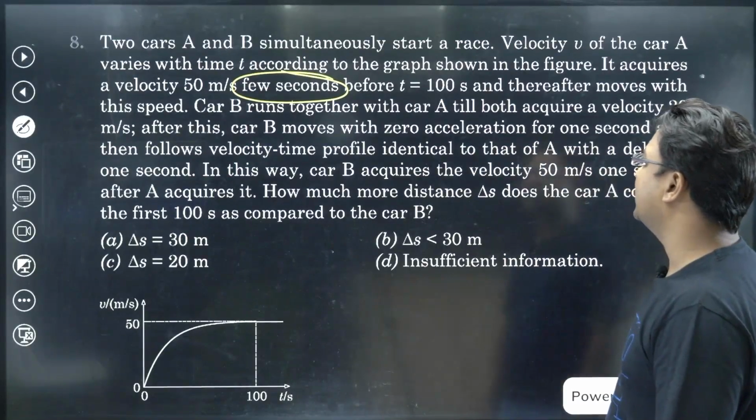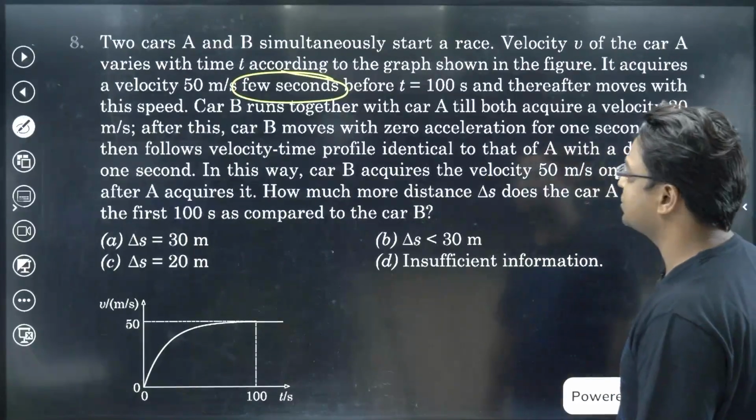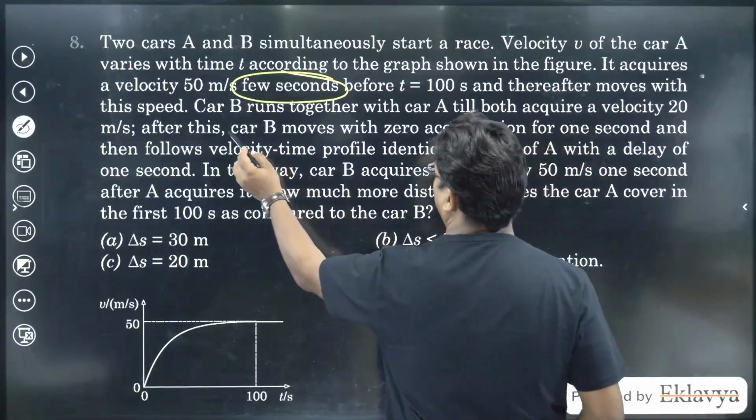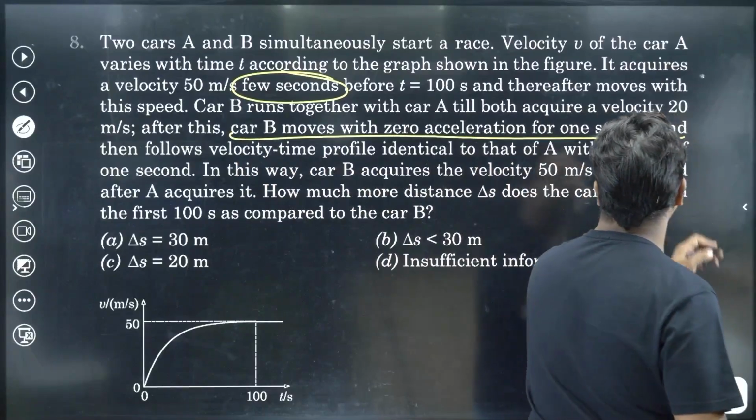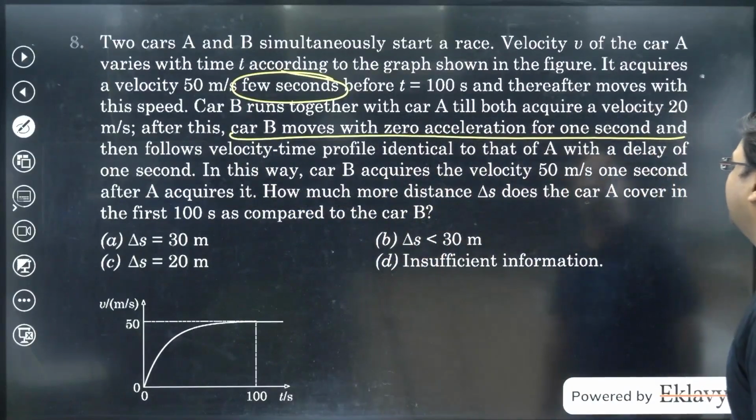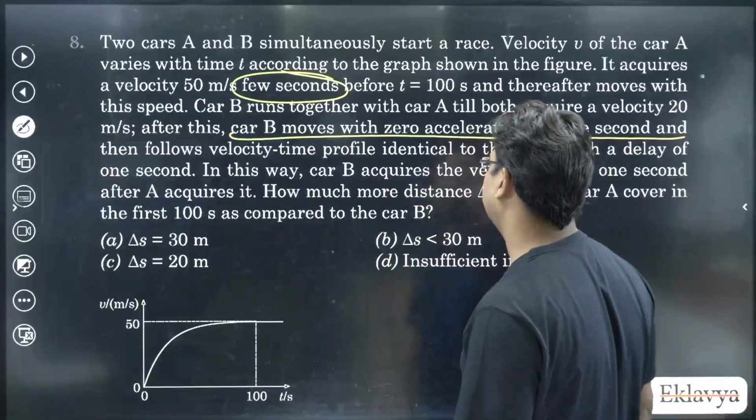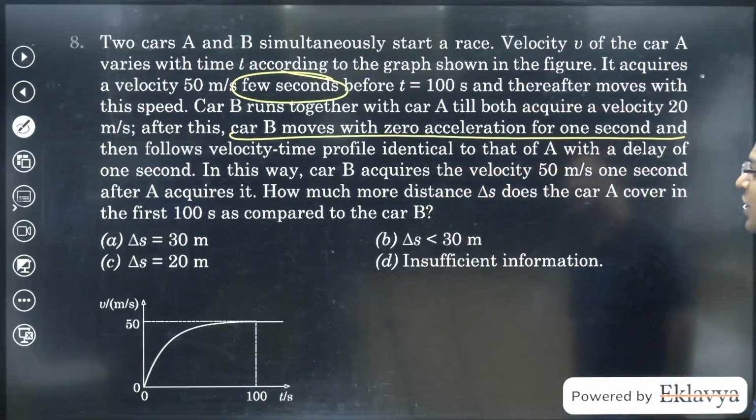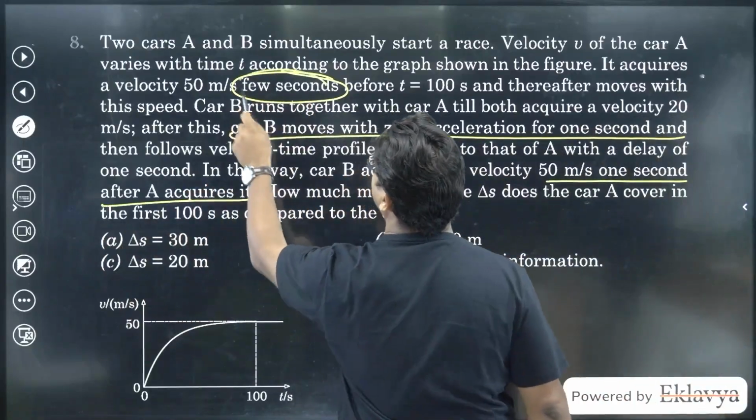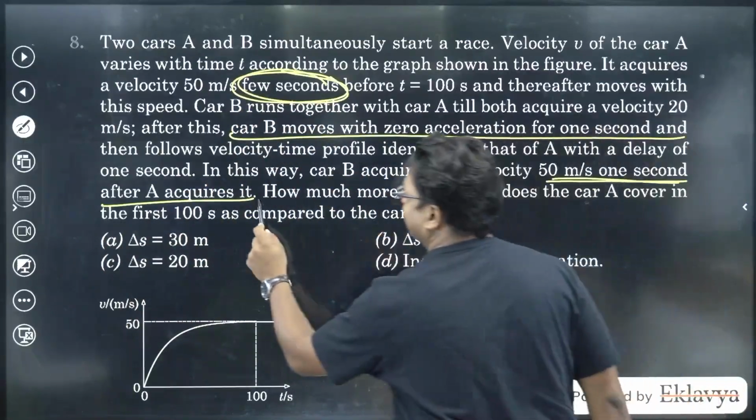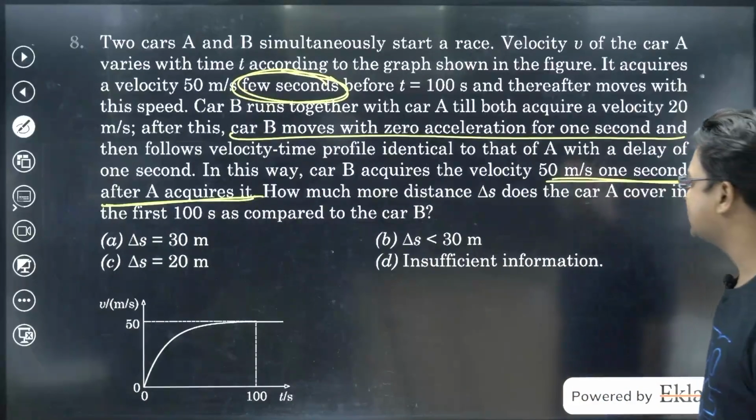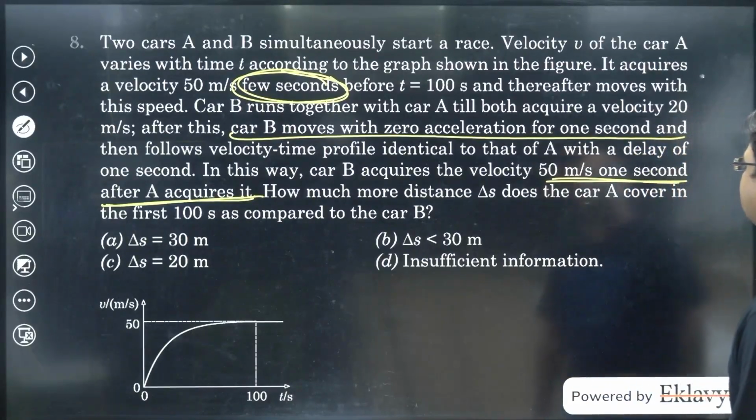Car B runs together with car A till both acquire a velocity of 20 meter per second. After this, car B moves, this is again important, with zero acceleration for 1 second, and then follows the velocity time profile identical to that of A with a delay of 1 second. In this way, car B acquires the velocity of 50 meter per second 1 second after. All right, so this few and this 1 second after. Okay, this is important. How much more distance delta S has car A covered?